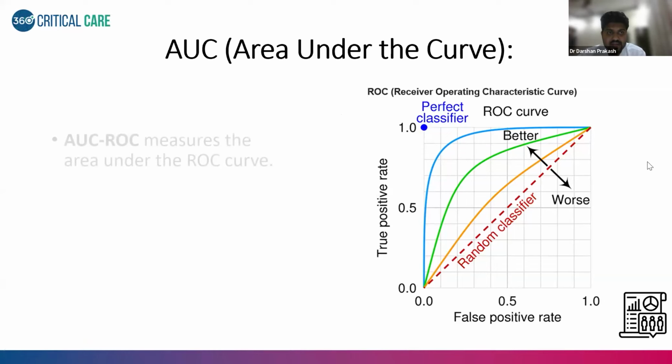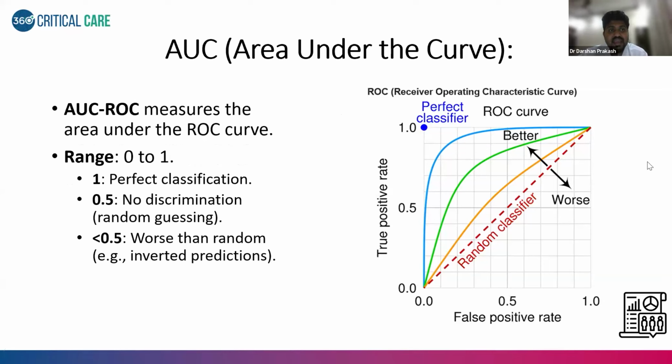Coming to area under the curve, it measures the area under the receiver operating curve. It can range from 0 to 1. 1 is the perfect classification. 0.5 means no discrimination, or random guessing. This is the 0.5 random classifier. Less than 0.5 usually means worse than random, or it can have an inverted prediction.